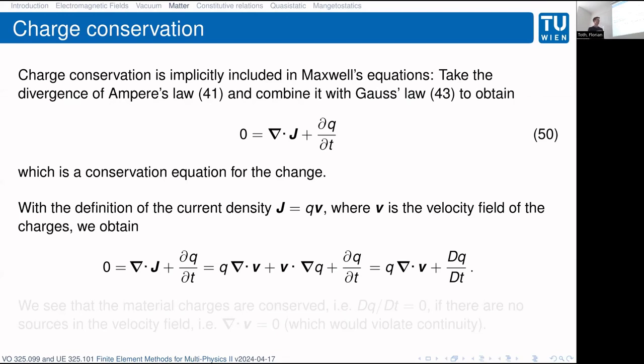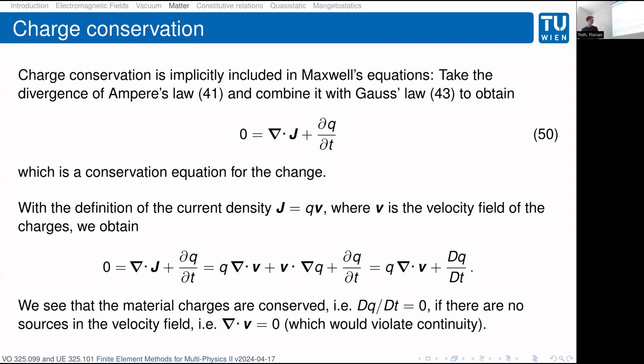So this is the typical term we have for the definition of the substantial derivative. So this is this part, and this other part is actually 0, because we can assume that the velocity field has no sources. Otherwise, we won't have matter continuity. So this term is 0. That means the substantial derivative of the charge is 0. So charge is conserved.